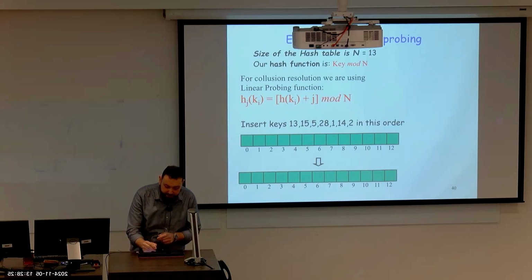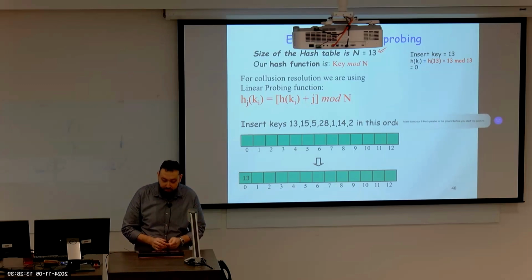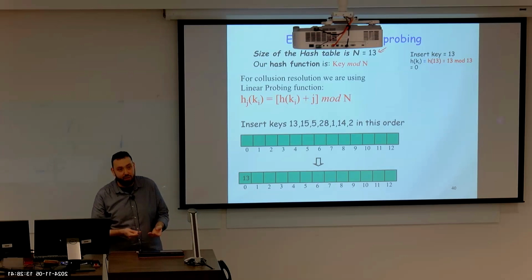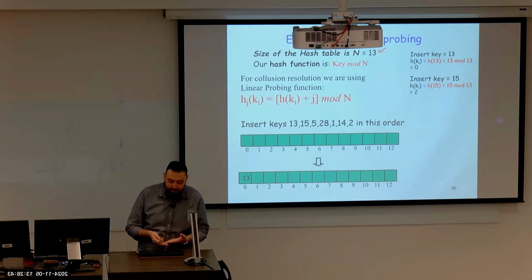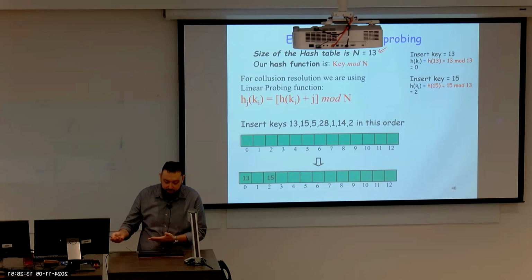So what is the length of my table? It's 13. I want to add 13, so what's going to happen? 13 mod 13, right? And then it's going to be 0. So where should I insert 13? At 0. Very good. Now 15. So again, I'm going to do 15 mod 13. It gives me 2. I need to insert it at index 2. Very good. So far, so good. 5, the same thing. 5 mod 13 will end up at 5.